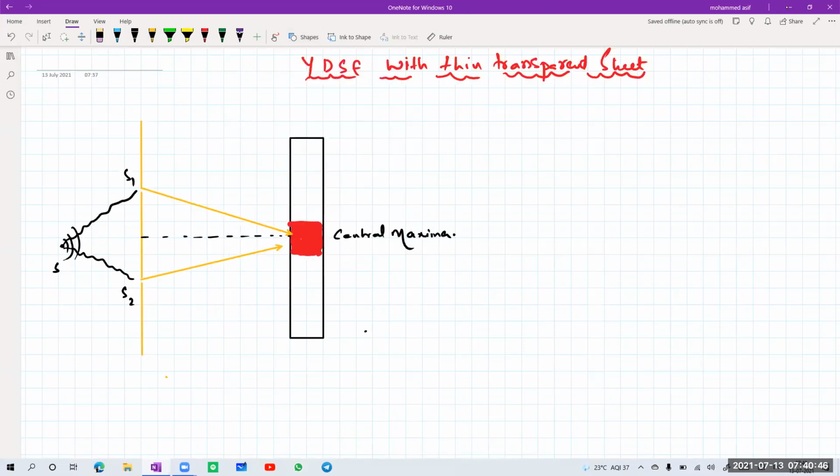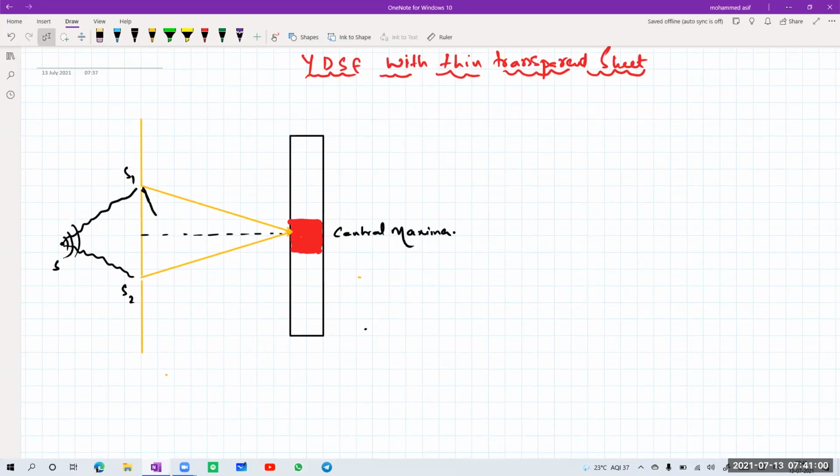One more wave from this one. And for this one, where is the path difference? I told you, you need to drop a perpendicular on this one like this. This is making an angle theta, and this is the distance d between them. This is the path difference, your extra path difference, delta x. This delta x is equal to d sine theta.